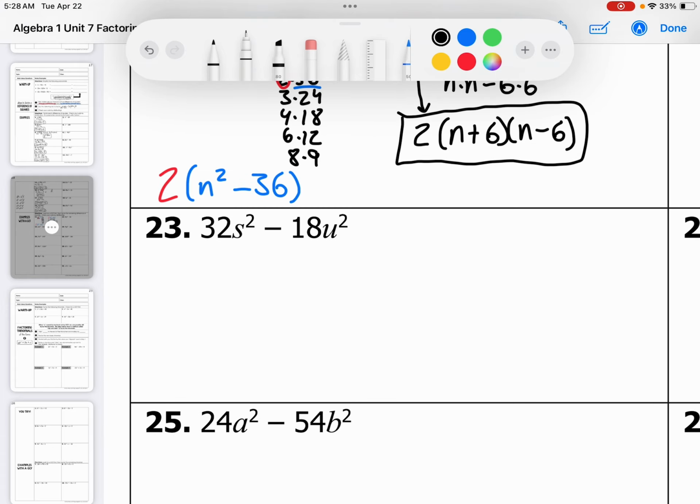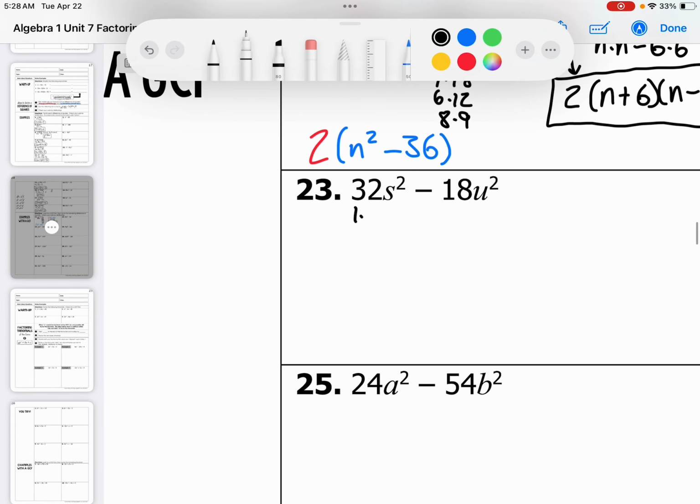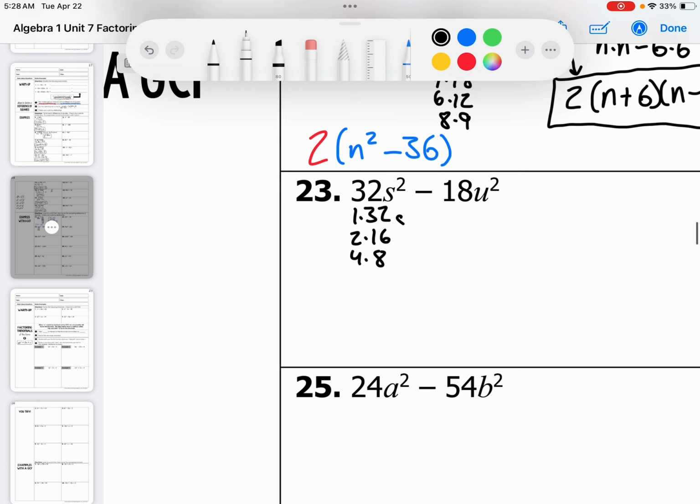Okay, so number 23, we're going to do the same thing. 32 would be 1 times 32, or 2 times 16, or 4 times 8. And then s squared is s times s. 18 is 1 times 18, or 2 times 9. And u squared is u times u. So again, looks like the biggest thing they have in common for these two is going to be 2.